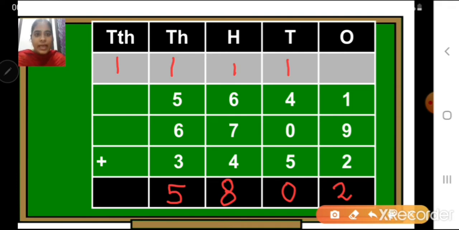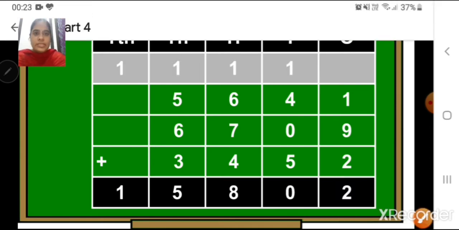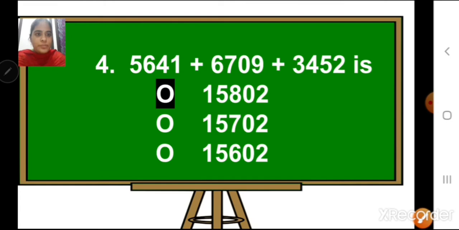1 we have here carry over at 10,000s place. Now in 10,000s place we don't have any number, only 1 is there as carry over, so we will write it down at 10,000s place. So children, this is our answer, 15,802. Let us find where the answer is. The correct option is yes, the first one. So 15,802 is our answer that we have to click.